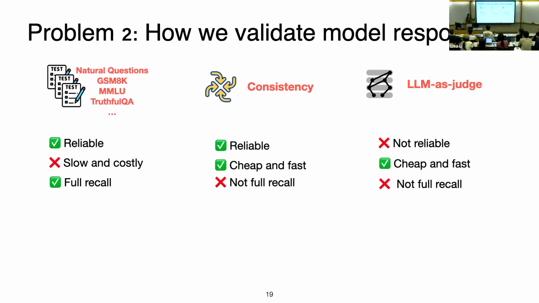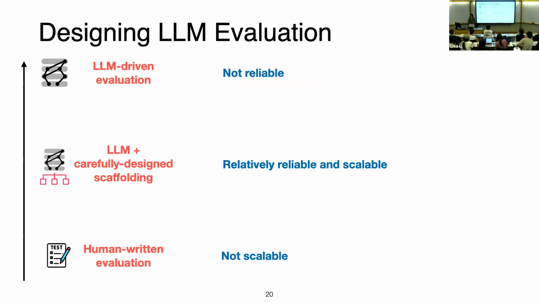So this roughly summarizes the trade-off. For consistency, we can get reliable judgment. It's cheap and fast, but we sacrifice recall because we can only get signal when things are inconsistent. So this scale roughly measures the level of language model involvement. If it's too much, then it's not that reliable. If it's too little, then it's not very scalable. We are trying to find some middle ground where we use language model plus some carefully designed scaffolding to make it relatively reliable and also relatively scalable.